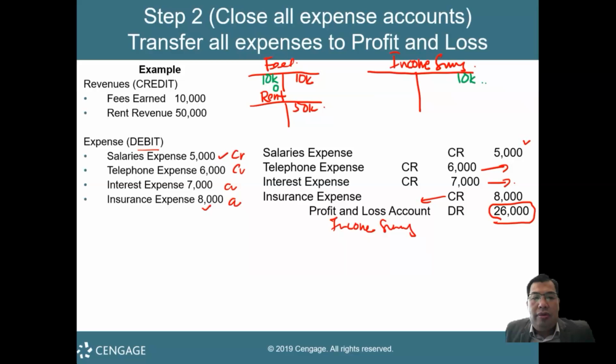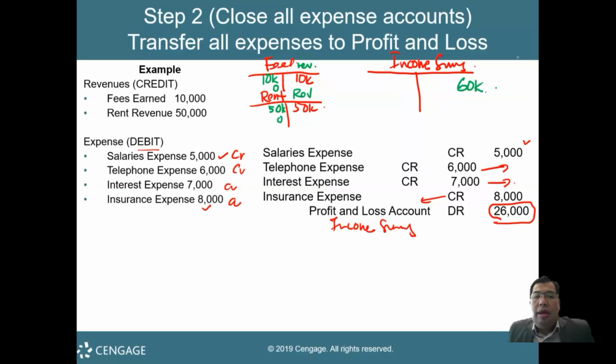For your rental revenue, this is also revenue. We have 50,000. To close this account, you need to debit the same amount. So I'm going to debit this account by 50,000. So now the balance is 0. So which account should I credit to complete this transaction? The credit account will be your income summary. So this is 50,000. Or I can put it together, lump sum, as 60,000.